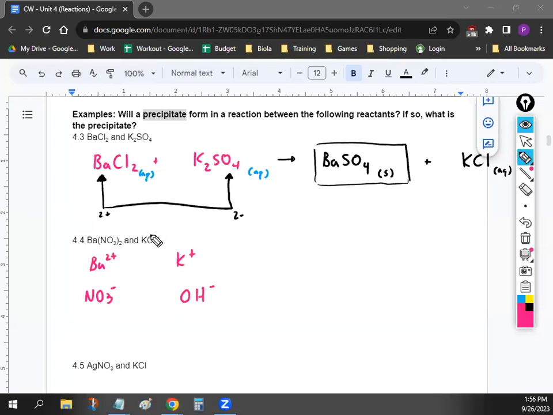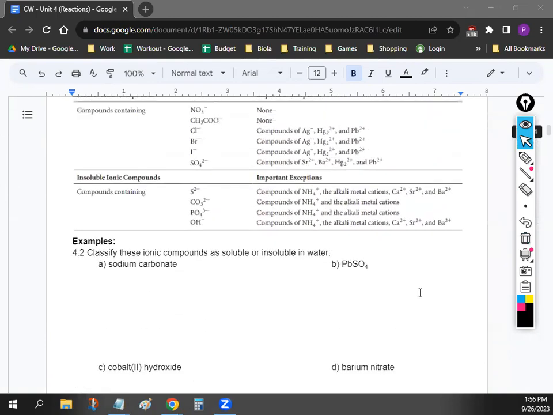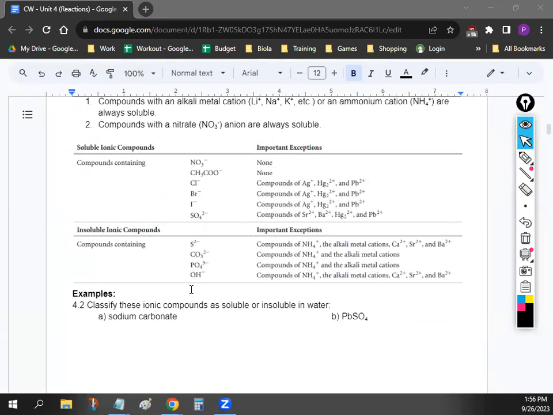Okay, and these are both soluble, right? Because this one has nitrate, this one has K. So what we're gonna do is see if the combination of the other ones are going to be soluble or not. If you look at barium and hydroxide, is this gonna form a precipitate? Let's go up to the rules. It says insoluble, OH. The exceptions are, yeah, so this one is going to be soluble.